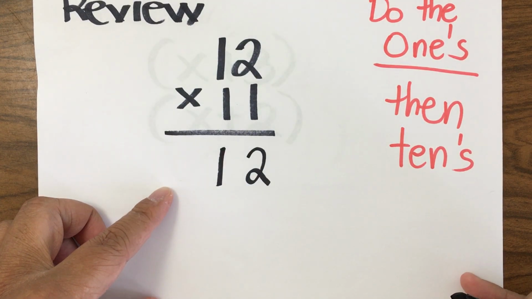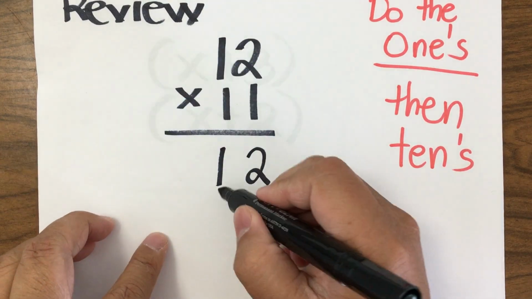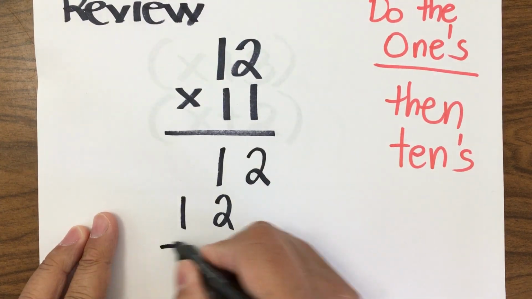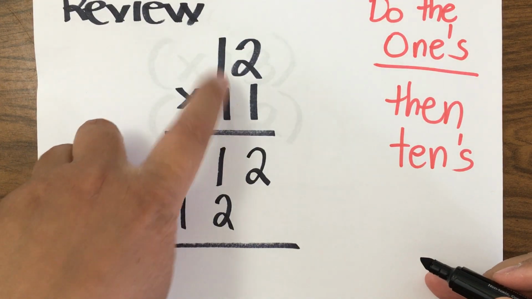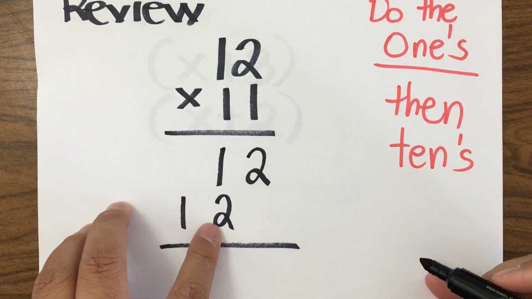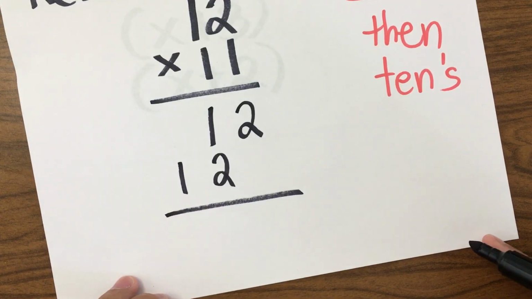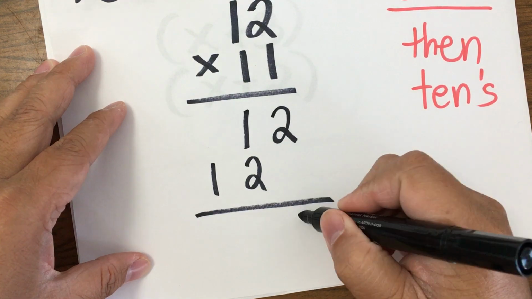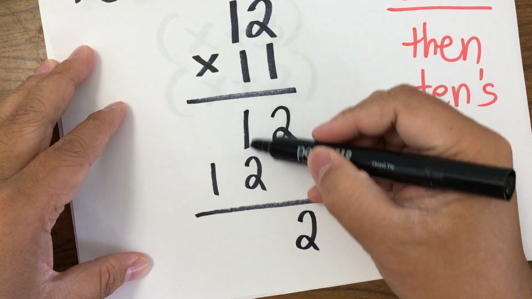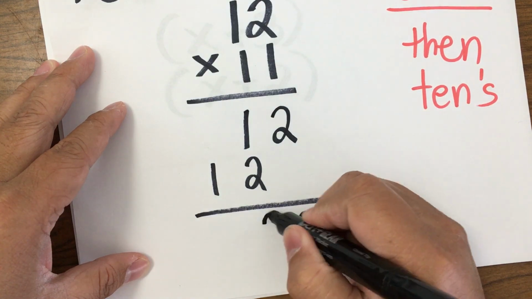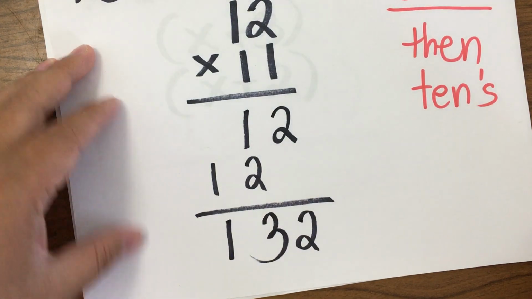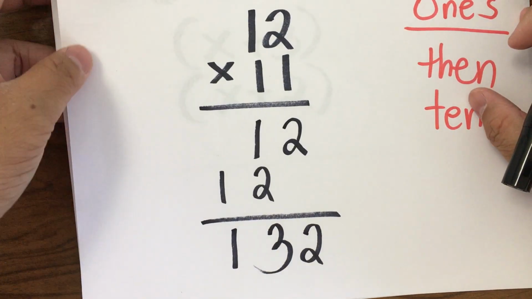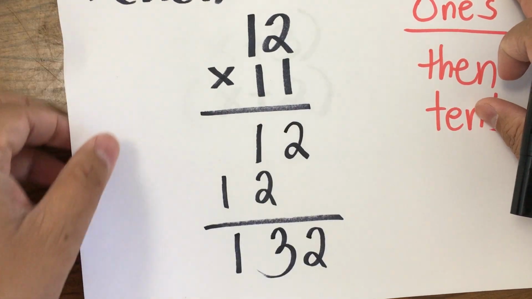Then we proceed with our tens. 1 times 2 is equals to 2. And then 1 times 1 is equals to 1. So always remember, when you're multiplying the tens, you have to move 1 place for your answer. Okay, and then lastly, we have to combine our answer using addition. So since we don't have a number in here, we just bring down 2, and then 1 plus 2 is equals to 3, and then we bring down 1. So our final answer would be 132.